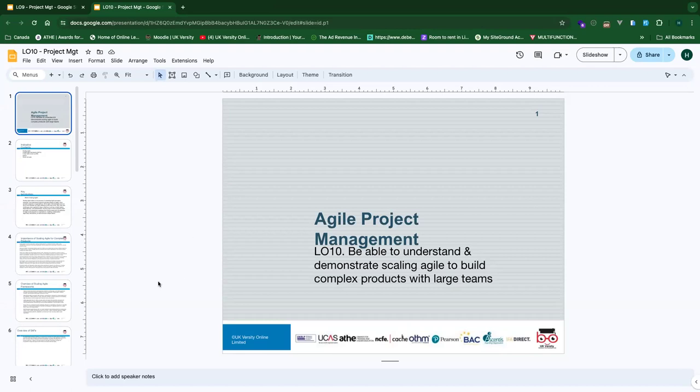So, learning outcome 10, which is the last learning outcome before the assessment session tomorrow. So what is learning outcome 10? Be able to understand and demonstrate scaling agile to build complex products with large teams.